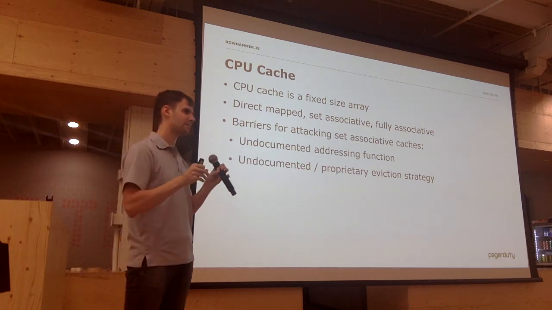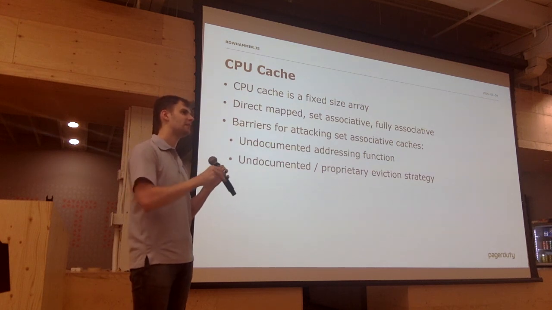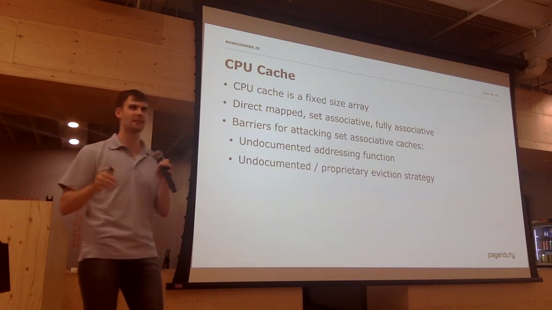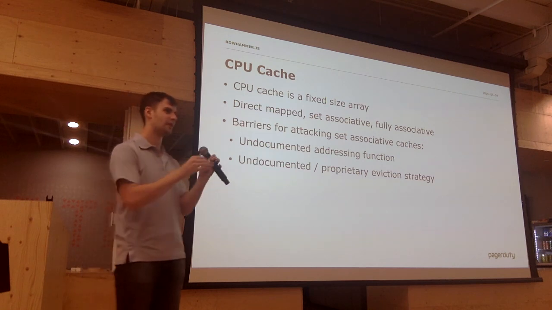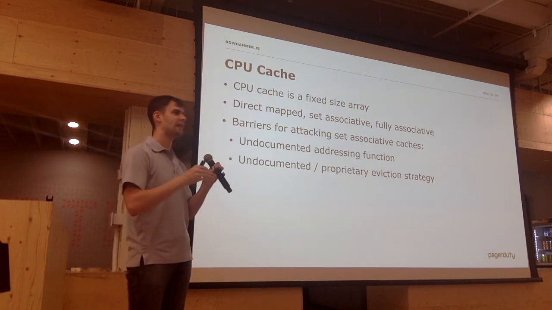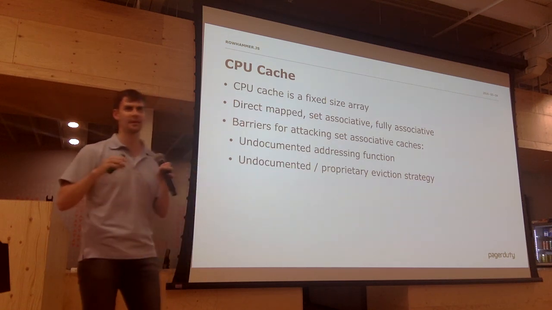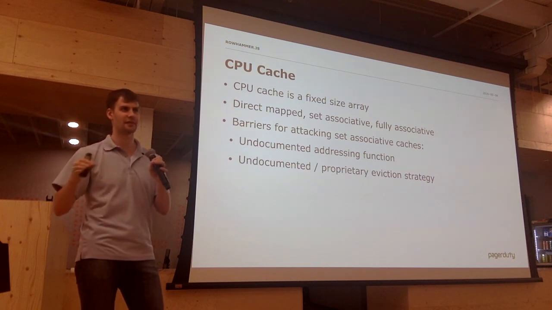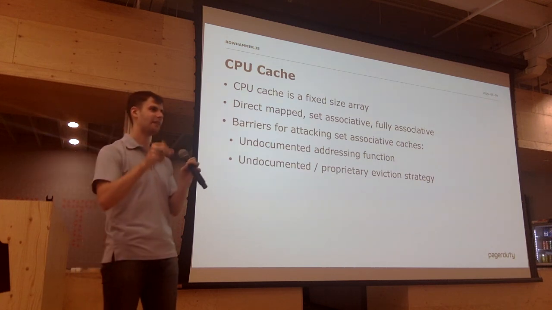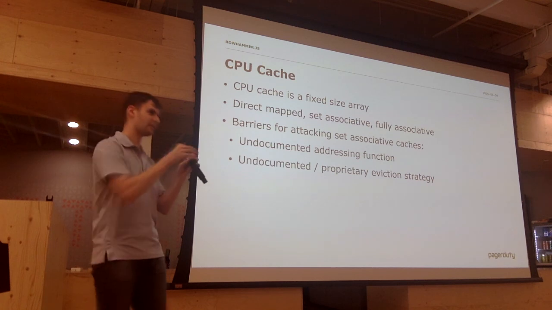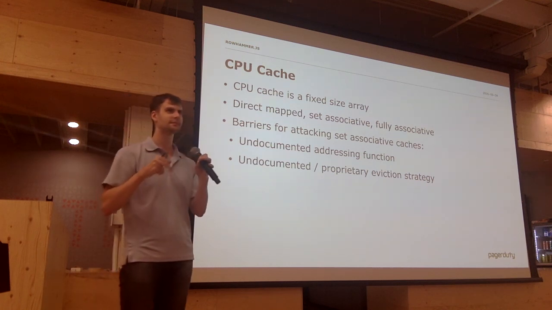Only a few slots. So if you could figure out a bunch of addresses that map to the same slot, those are called congruent addresses. If you could find enough of those, then just by accessing those few addresses, you'll kick out your target address from that slot if it was congruent to those addresses too.